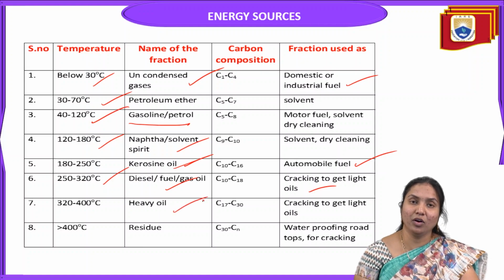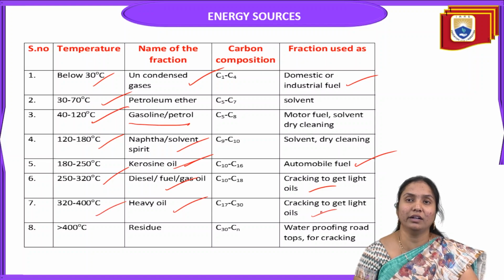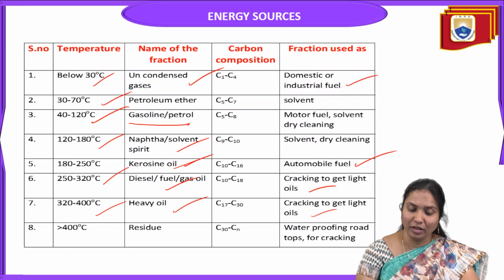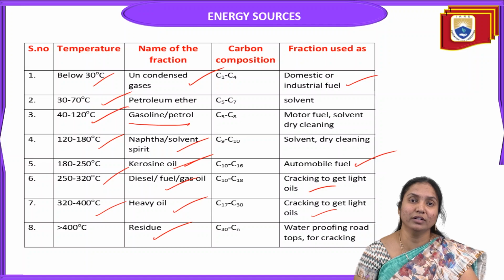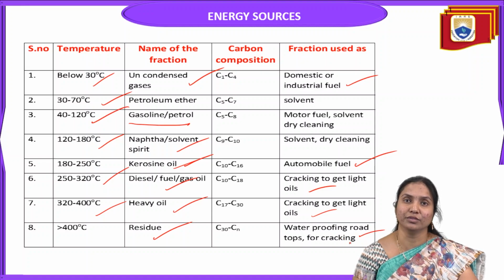And next one is heavy oil. It is separated at 320 to 400 degrees centigrade temperature and it is used for cracking to get light oils. And the residue is above 400 degrees centigrade temperature. Tar, etc. residue is used for waterproofing and road tops, and for cracking purposes we are using these residues.